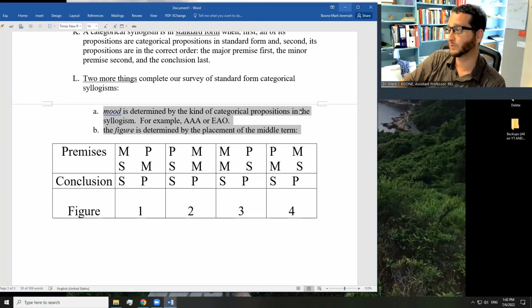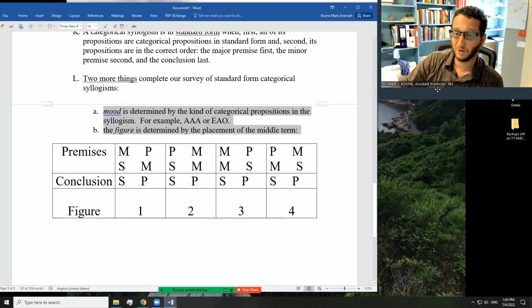We want to be able to put a categorical syllogism into standard form, identify the mood, identify the figure, see if it's one of those valid ones, and then say whether the argument is valid, and that's it. That is a perfectly sufficient way of testing a categorical syllogism for validity. We'll work up to that, and then we'll do some other nice ways of testing categorical syllogisms for validity.